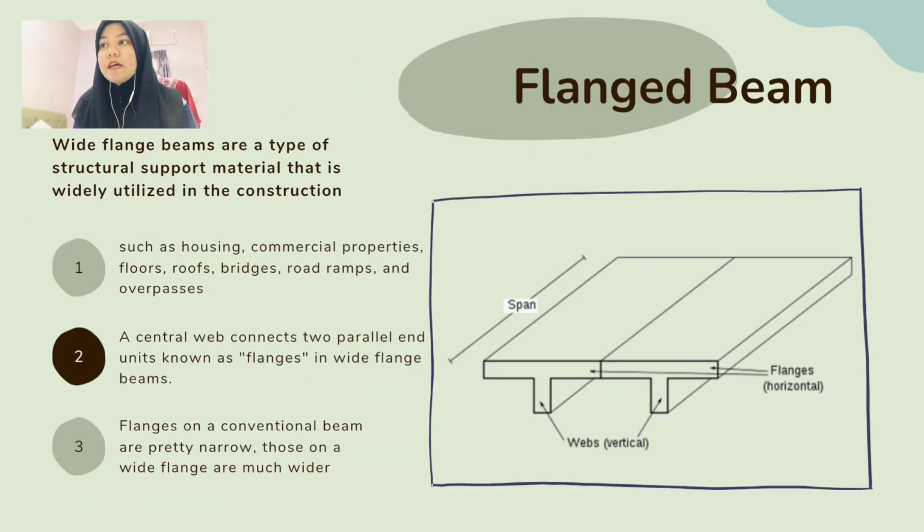Flange beams are a type of structural support material that is widely utilized in construction such as housing, commercial properties, roof, floor, bridge, road ramp and overpass. A central web connects two parallel flanges in a wide flange beam. Flanges on a conventional beam are pretty narrow. Those wide flanges are much wider.